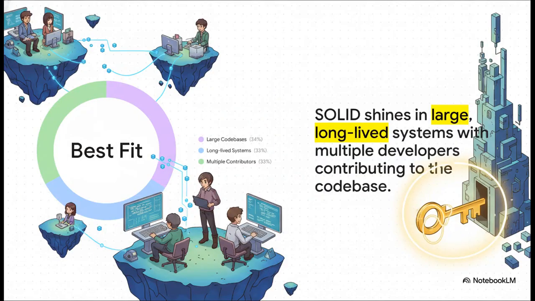So, where do these principles really pay off? Big time. They shine in large code bases, on systems that are meant to live for years, and especially on teams where lots of developers are working together. For that quick and dirty prototype you need by tomorrow, yeah, it's probably overkill. Context, as always, is king.